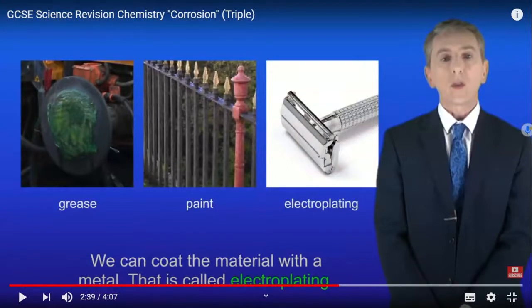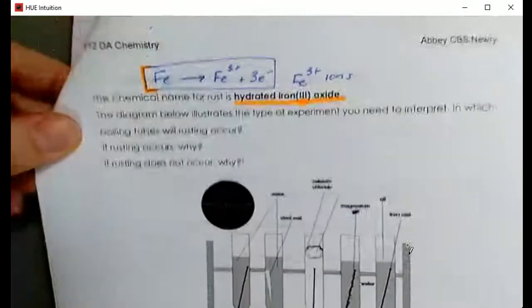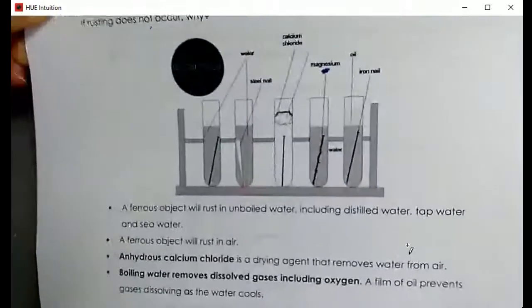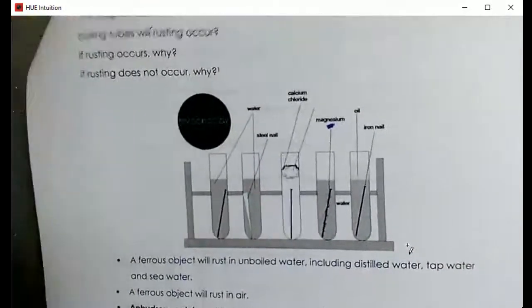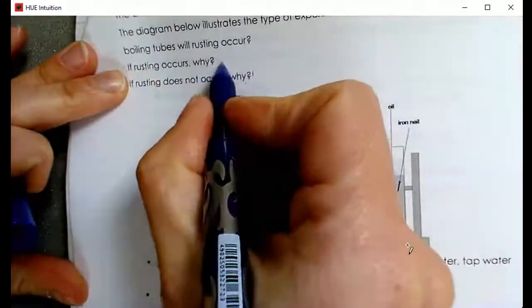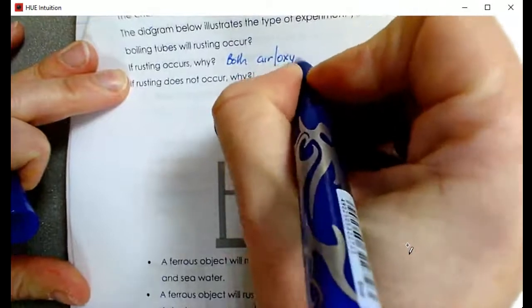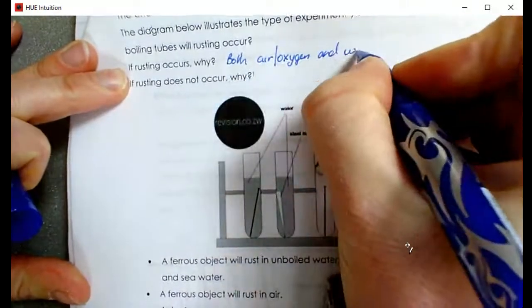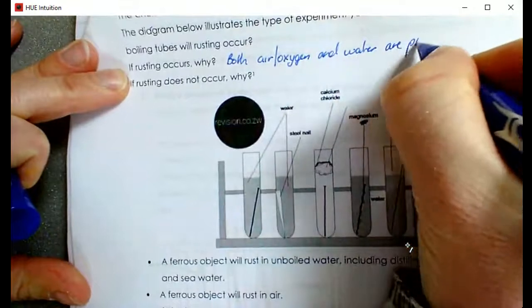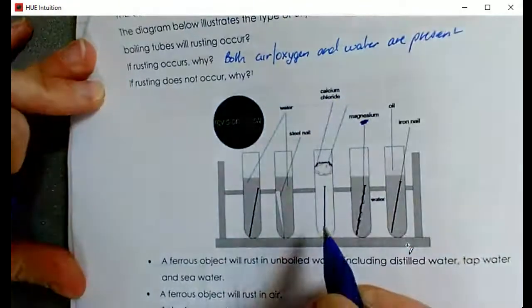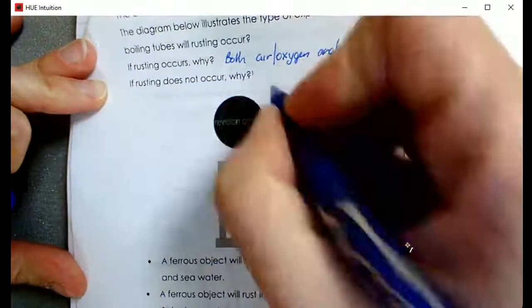So if you look at page 6 of your notes, just that first section is about the investigation of the factors that cause rusting. If rusting occurs, the why here is that both air/oxygen and water are present. Now, if rusting does not occur, it's because one of those is missing.